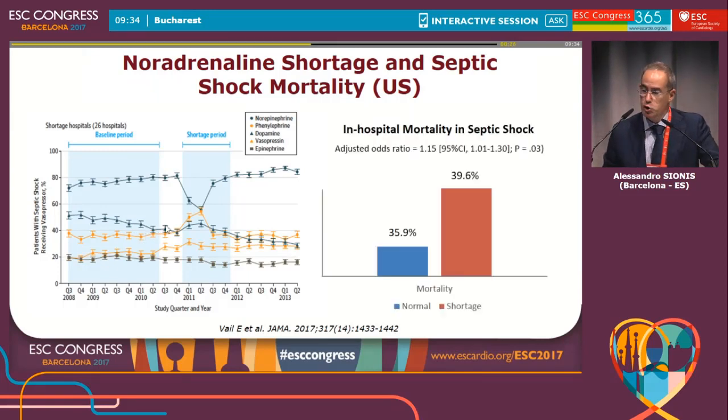And what I'm showing you here on the right side of the slide is that in-hospital mortality for septic shock patients actually increased during that period. It was an increase by 4%, and I think it's a measure. We don't have a trial here, but of course, if we don't have noradrenaline to treat our patients with, then we really don't have a good substitute.